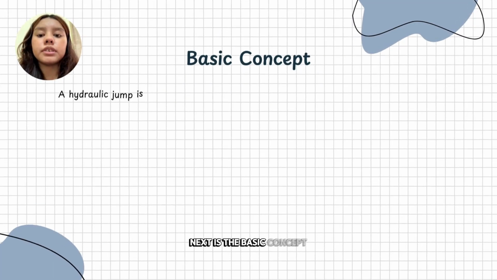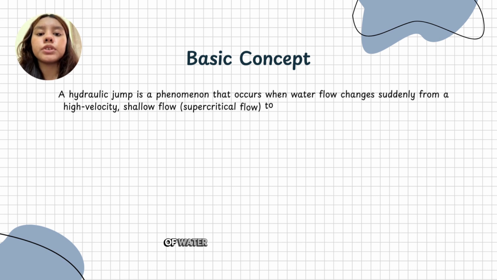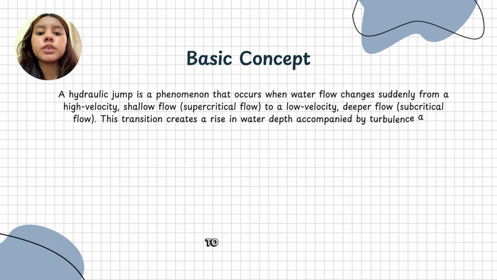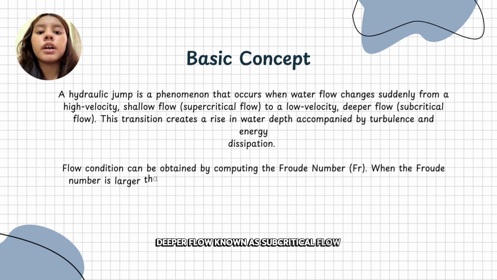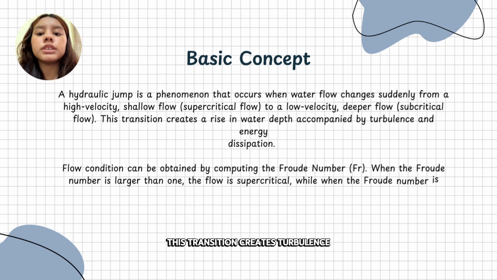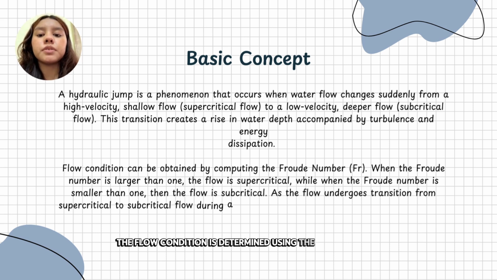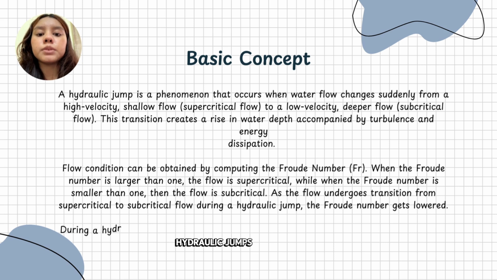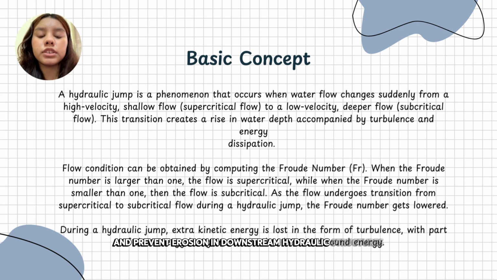Next is the basic concept. The basic concept of a hydraulic jump is the sudden transition of water flow from a high velocity, shallow flow called supercritical flow, to a low velocity, deeper flow known as subcritical flow. This transition creates turbulence and dissipates excess energy. The flow condition is determined using the Froude number. Hydraulic jumps are important because they help reduce flow velocity and prevent erosion in downstream hydraulic structures.